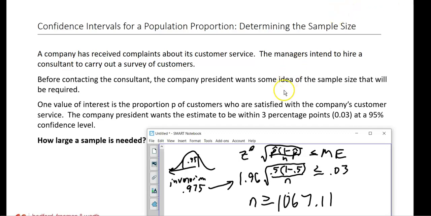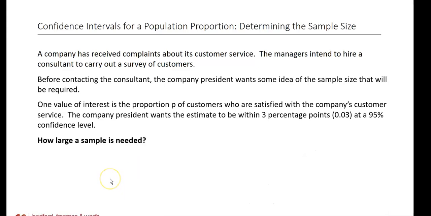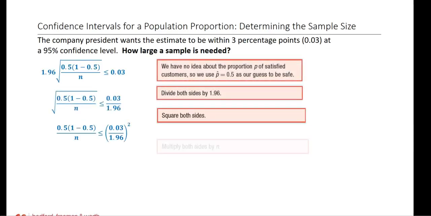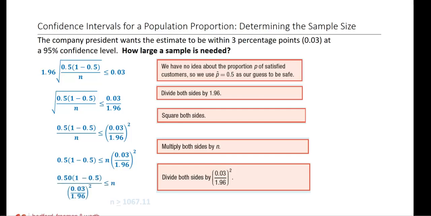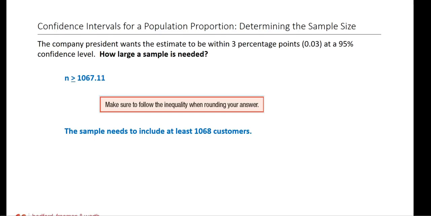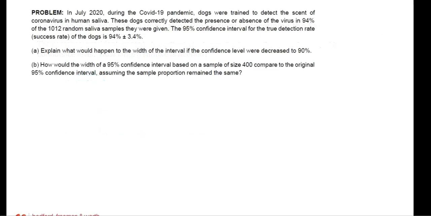Okay, so how large a sample is needed? Typically what we do here is round up, right? So we're going to say 1068, I believe. Let's see what they did. They use math to solve, by the way. So we need at least 1,068 customers to have a margin of error of 0.03 or smaller, essentially. Okay, so that's the lesson for today.